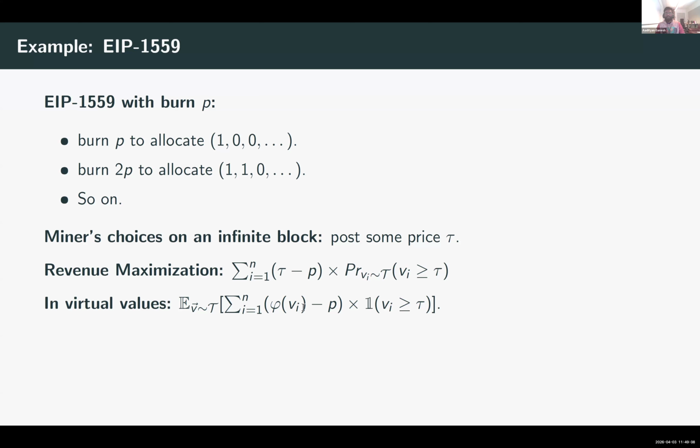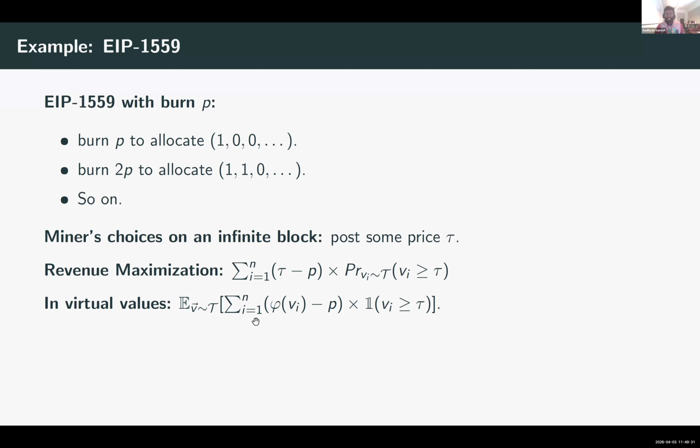However, if I want to optimize for revenue in this form, the way I would have to do this is I would have to differentiate this with respect to tau and then write down a first order condition and then say for what value of tau this expression is maximized. If I write this in terms of virtual values, it turns out that the optimization is much simpler.